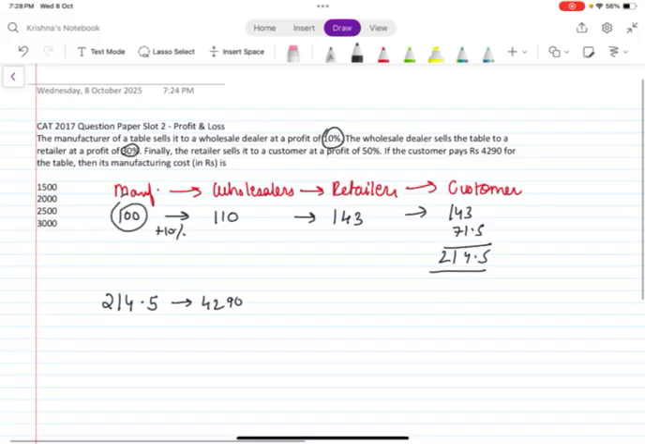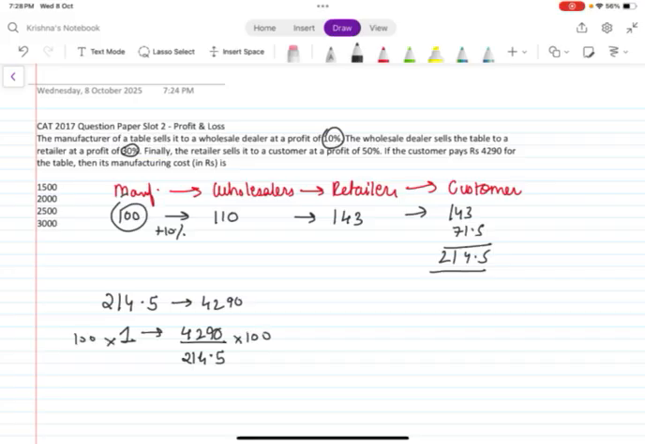That was 100. So we need to calculate the value of 100. How can we calculate it? If I calculate the value of 1, that would come out to be 4290 divided by 214.5, and I need the value of 100, so I'll just multiply this side by 100 and this side by 100 too. So I'll get the value of 100 as 4290 into 100 upon 214.5.